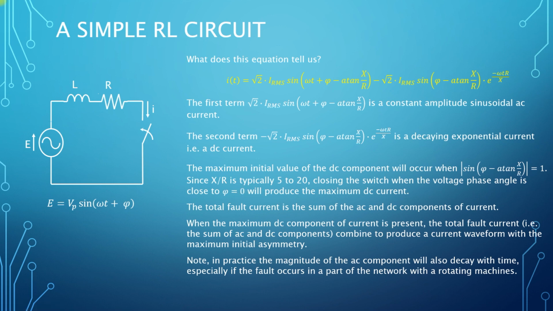So we have our AC component, we have our DC component, and we add these two together, and that gives us the total fault current. Now in practice, the AC component will also decay with time, especially if the fault occurs in a part of a network with rotating machines. For the discussion which will follow, we will ignore this effect and we will assume that the AC component is constant with time.